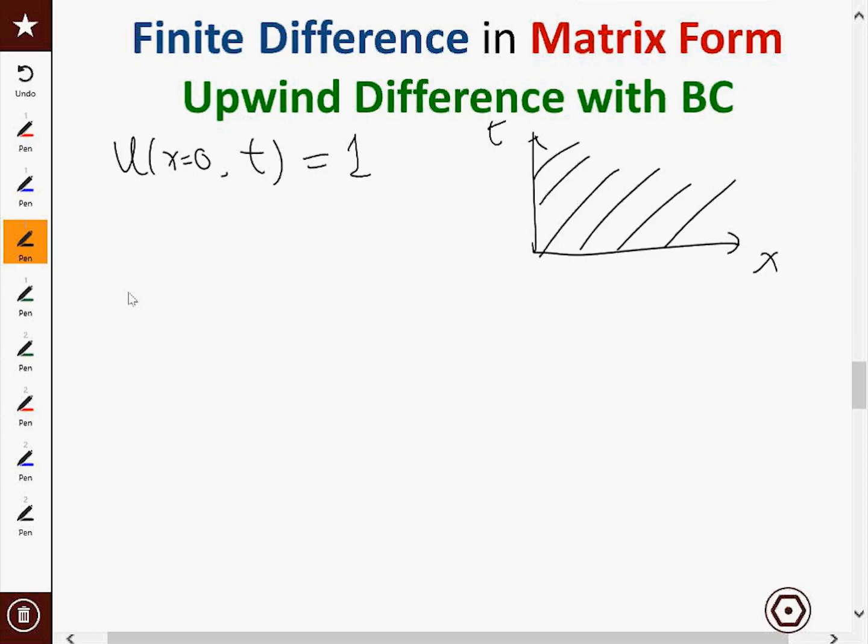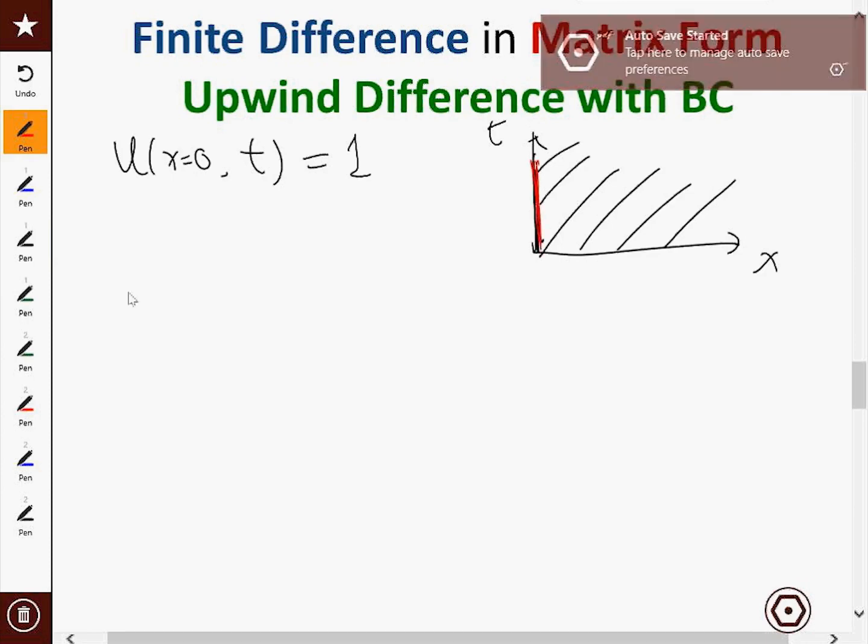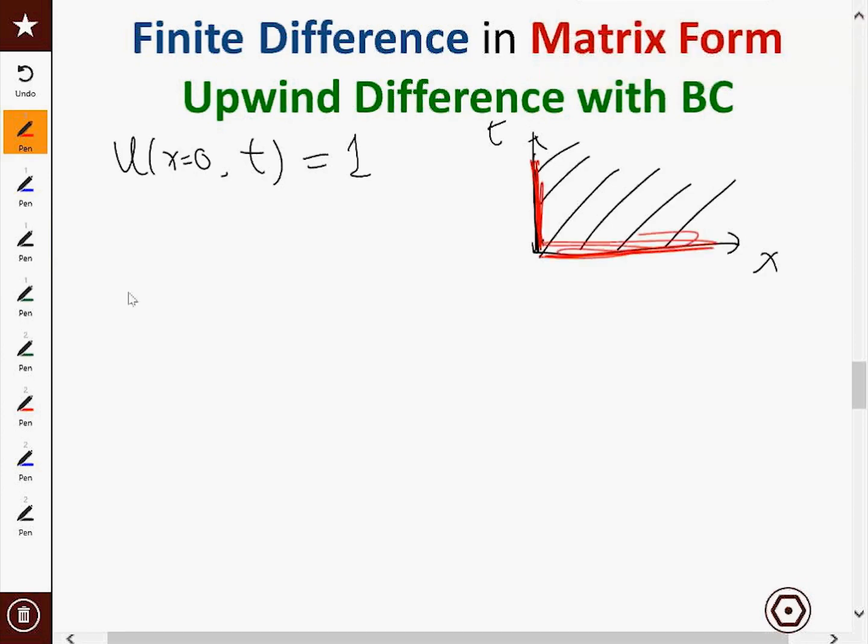So if you didn't have periodic boundary condition, you need to specify the solution also here and here, right? You need to specify the solution where the characteristics originate. You specify here as the initial condition when t is equal to 0. You also need to specify the solution here as a boundary condition, that is when x is equal to 0, the left end of the domain. In this case, it is equal to 1. Right? So this is the left boundary condition.